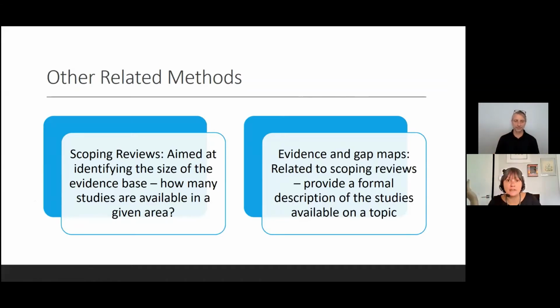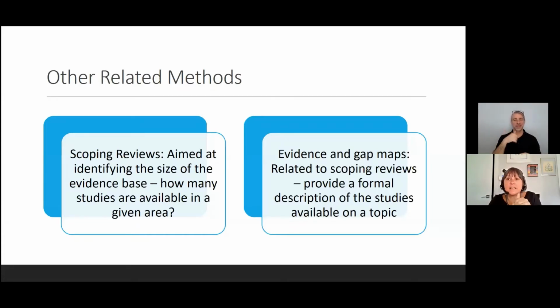review. You might hear the term scoping reviews. Scoping reviews are aimed at identifying the size of an evidence base, how many studies are available in a given area, for example. So checking to see how much literature is out there, how many studies have been conducted in a given area. That's what we usually refer to as a scoping review.